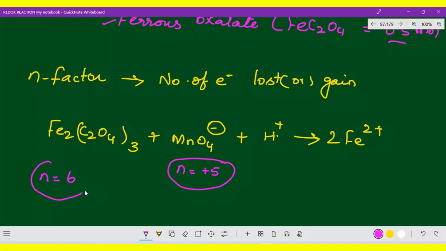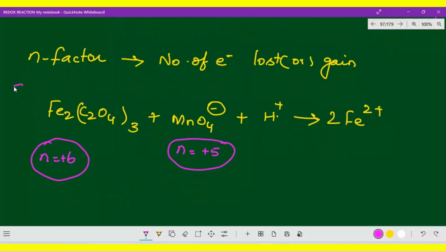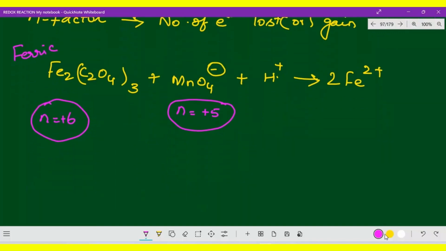So N equal to +6 oxidation state. And the same way, this is ferric. I just mentioned ferric. Now ferrous, let us go for it. So ferrous, what is the formula? FeC2O4 plus MnO4 minus plus H plus ion.